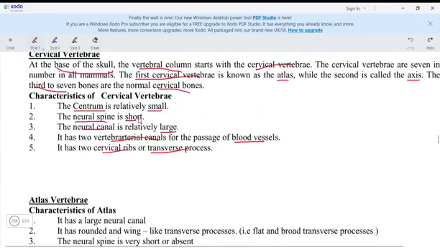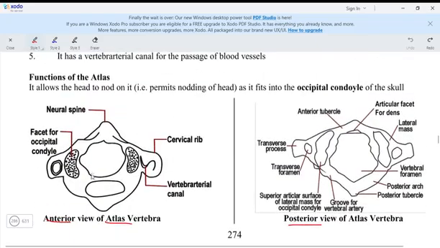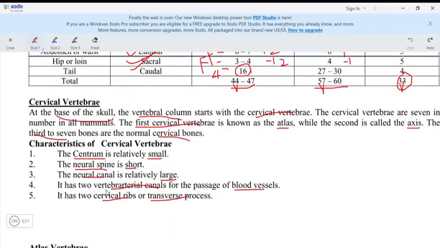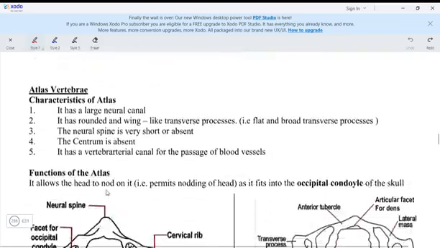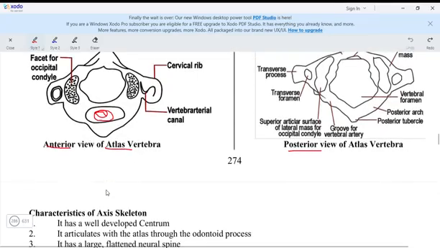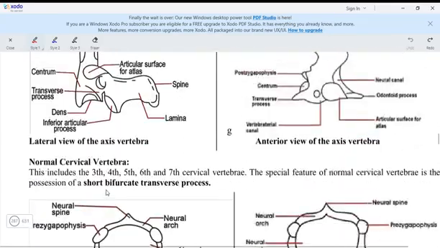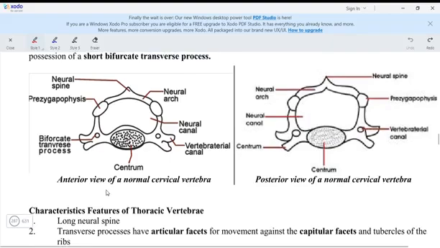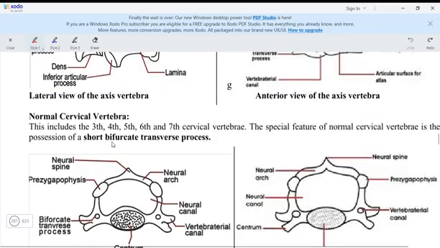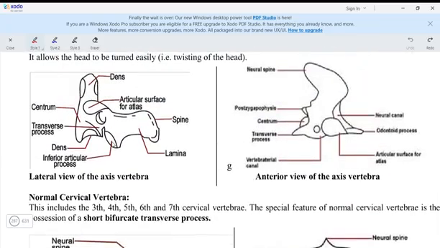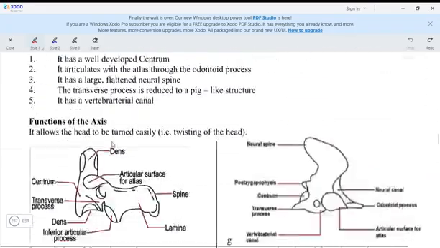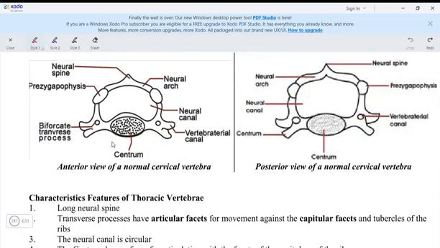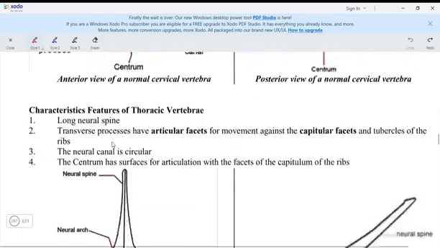We said the centrum is small. So look at this centrum here. So this is the centrum here. So it is actually small. Centrum is just the body. They call it a body or a bone that is forming the body of that particular vertebra. So centrum there is small compared to this one here. You can see the one of axis. So from the axis vertebra, so this is the axis here. So actually both of them are connected together. So the atlas and the axis, so they are connected together.